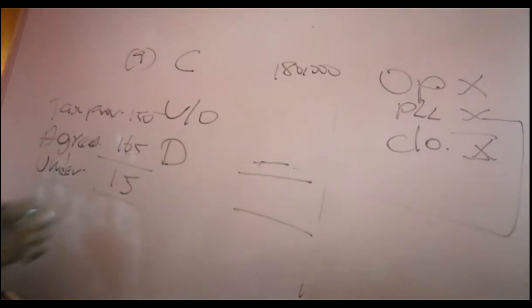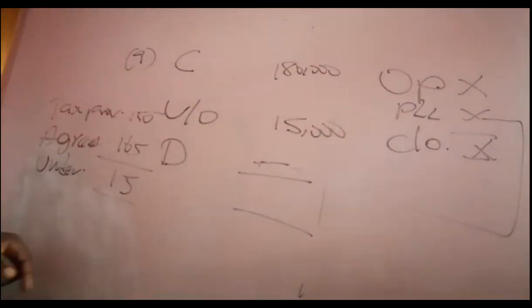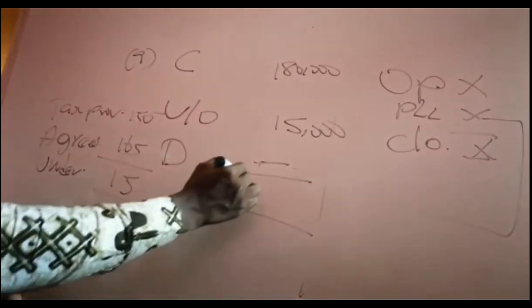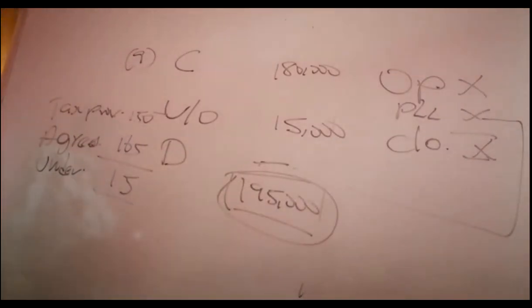So here, I'll put 15,000. You are done. Putting all these two together, that's 195,000. That's the income tax expense that will be charged to the P&L for that particular year. That's for the A. That's great.